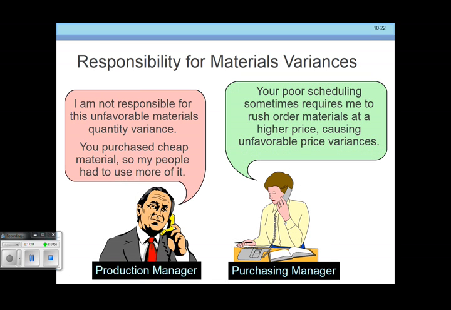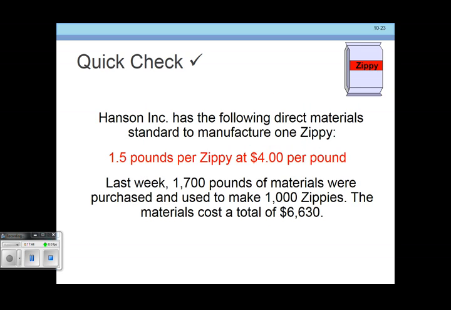Okay, and once again, this is just going through the fact that they purchased cheap material, and that's why. And notice the purchasing manager, I love that: your poor scheduling requires me to rush order materials. It's going to cost me more in shipping, and if you'd have better production plans, I could buy the product cheaper. Once again, does somebody then have to step in and determine where these issues are? And the answer is yes.